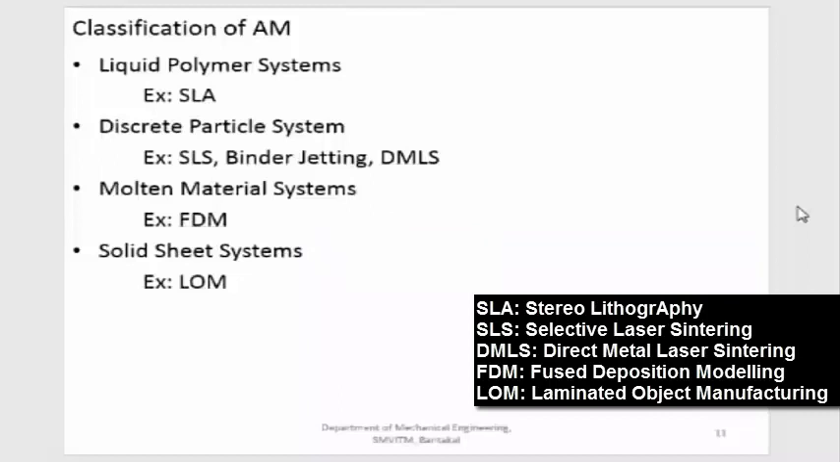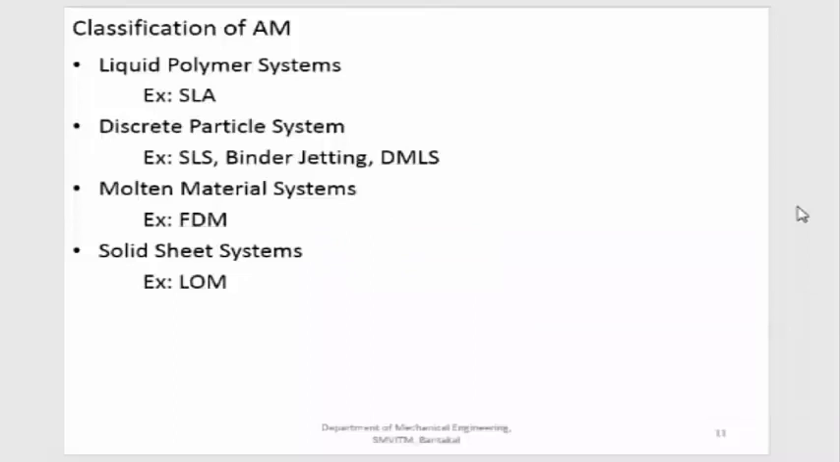So if the question is to explain the classification of additive manufacturing processes, then you have to explain what these are, how exactly the classification is made, and what the examples of each of these categories are. This is the explanation you have to give.